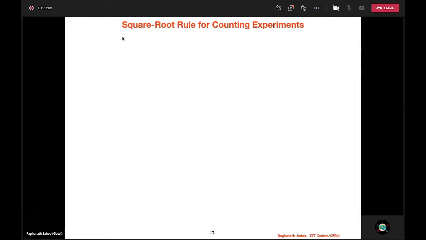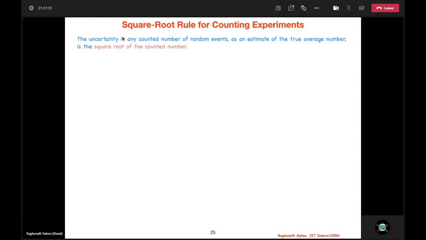Now let's migrate to a different ball game, which is the square root rule for counting experiments. We know in laboratories we have done lots of counting experiments like nuclear decays, GM counter and all that. And in other branches of science, you might have done counting experiments. So what is the rule? How do we quote the errors properly in scientific literature?